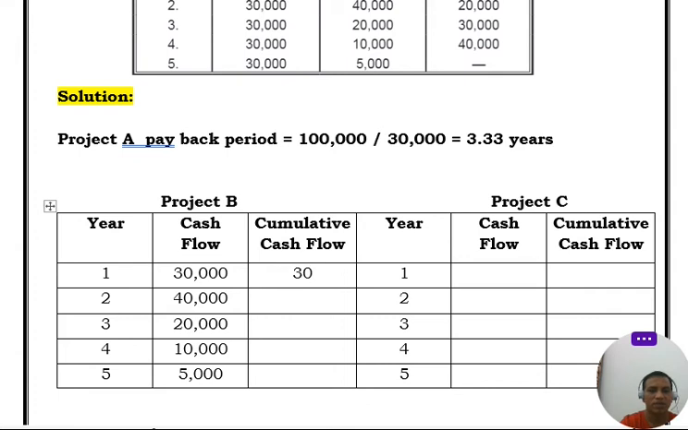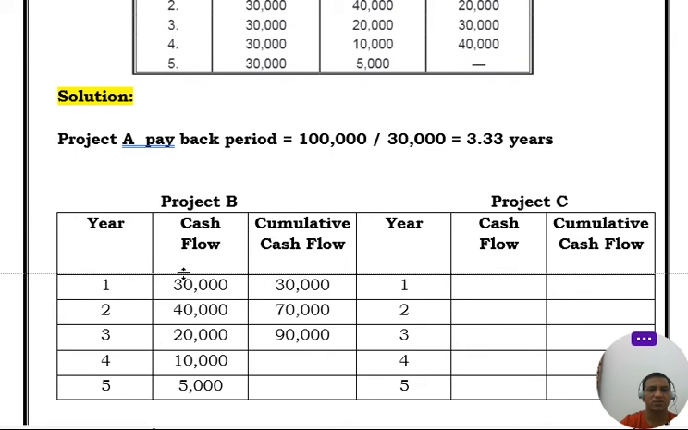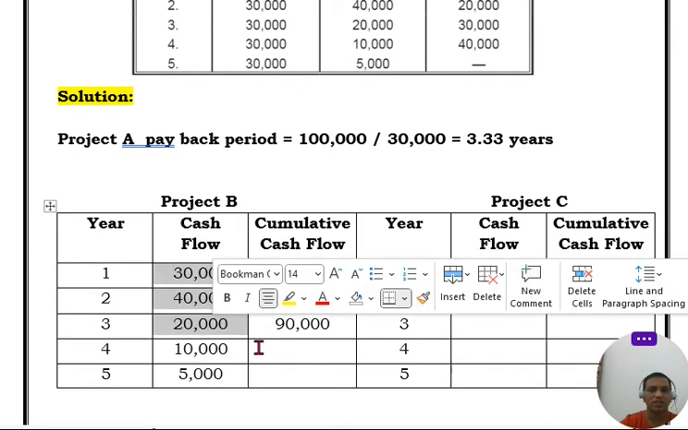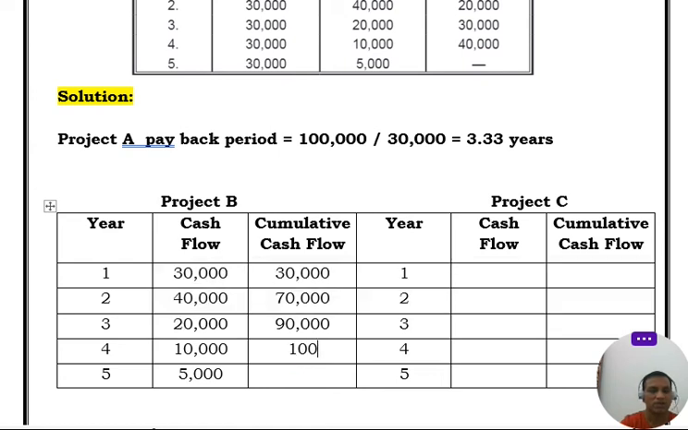Already we solved many questions. Every 30,000, 30 plus 40, 70,000, 70 plus 20. You know cumulative means adding of all the cash flows. Second cumulative means adding of the first and second. 90,000 means these three. And the next one is the cash flow of all 4 years together, and the next one is the cash flow of all 5 years together. This is called the cumulative column.